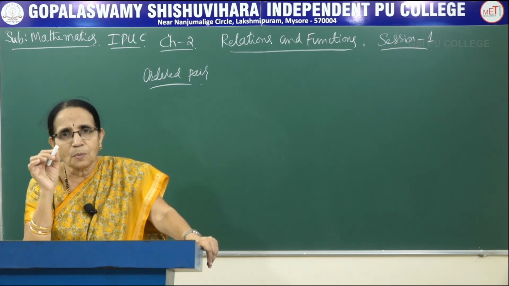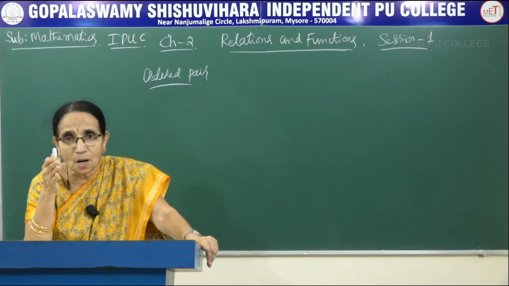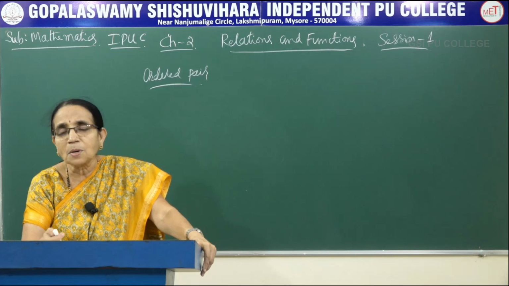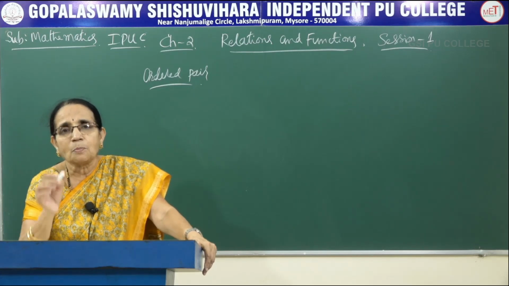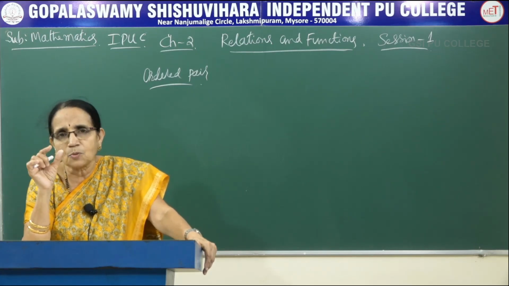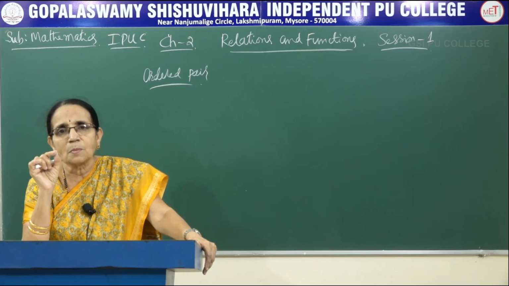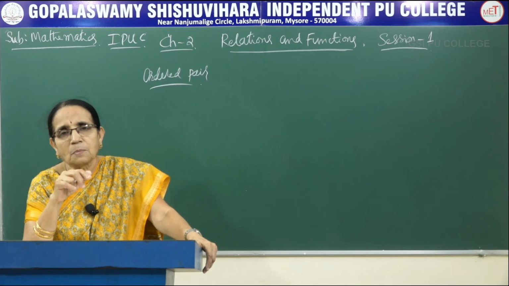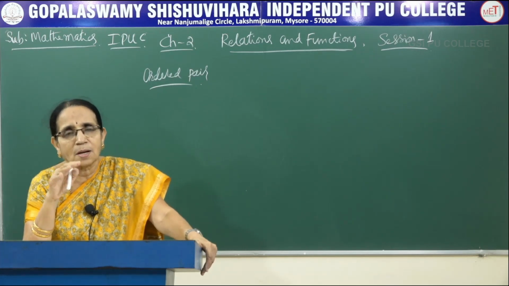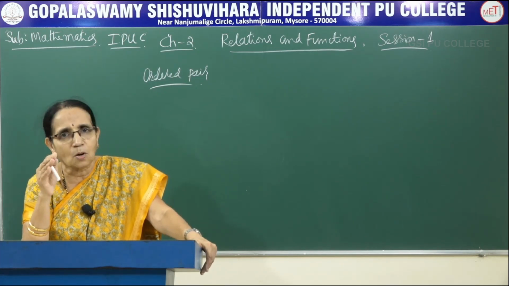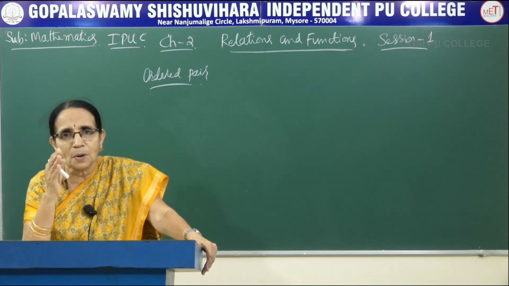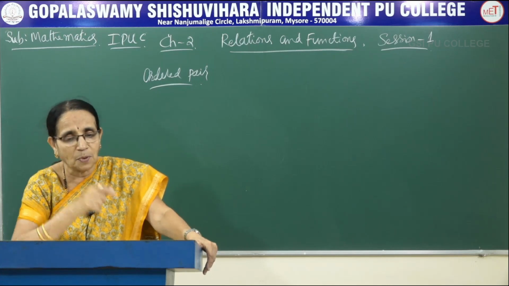The coordinates of a point are an example of an ordered pair. What is the meaning of coordinates of a point? A point can be represented with the help of two quantities, which we call the coordinates of a point. The first number is the x coordinate, and the second number gives you the y coordinate. So the coordinates of a point are an example of an ordered pair.